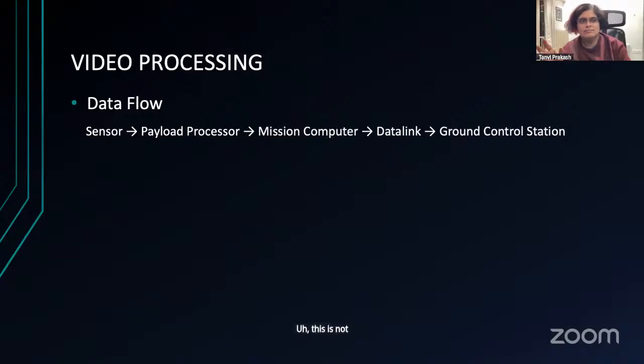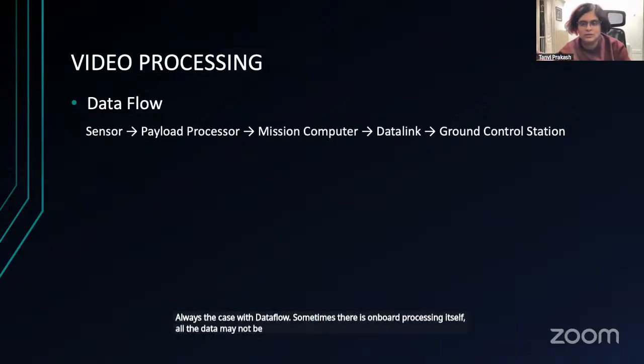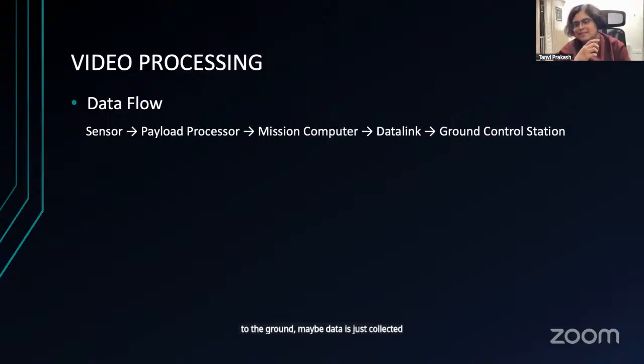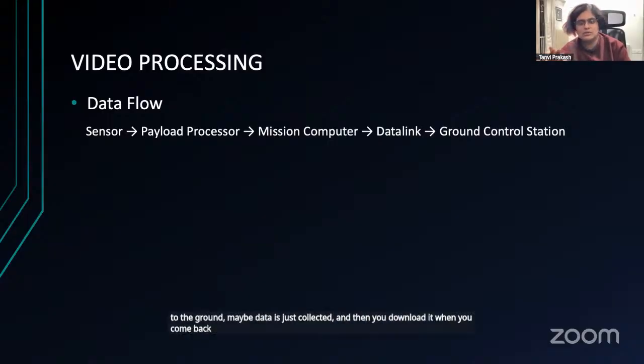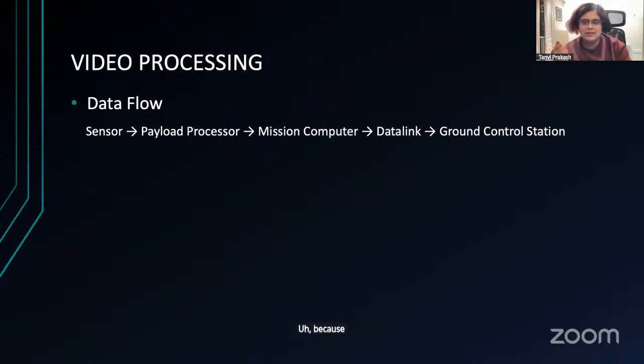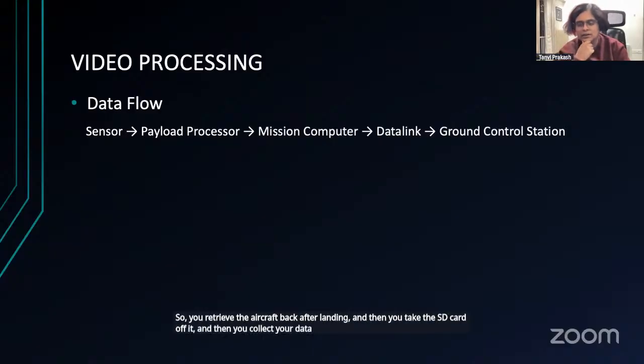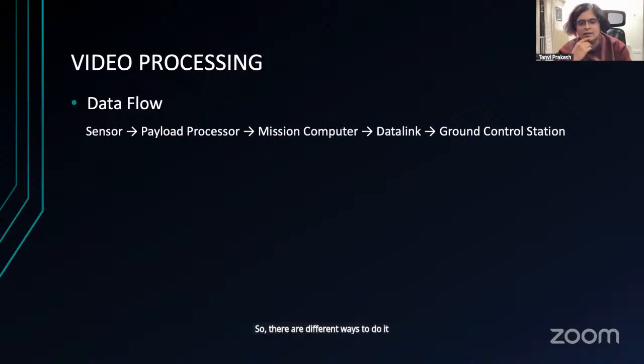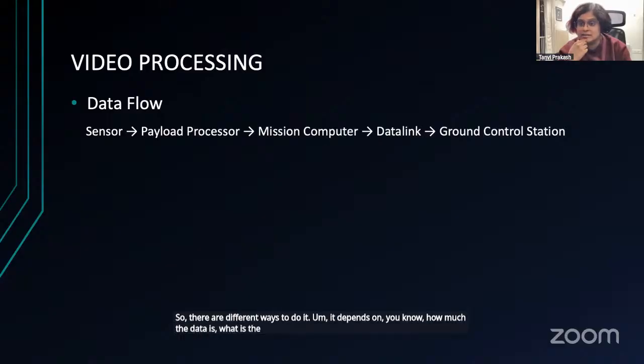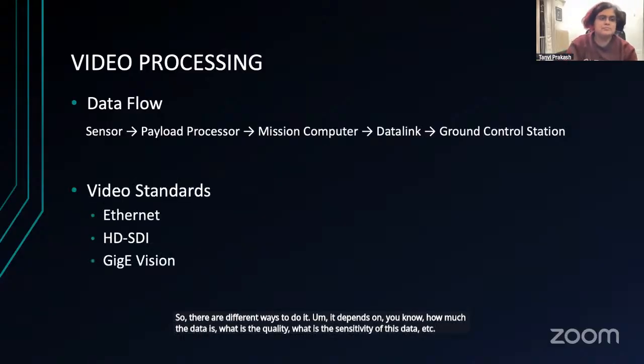This is not always the case with data flow. Sometimes there is onboard processing itself. All the data may not be sent to the ground. Maybe data is just collected and then you download it when you come back to the ground. This is also possible because camera and video files tend to be very large. So you retrieve the aircraft after landing, take the SD card off it, and collect your data on the ground. So there are different ways to do it. It depends on how much the data is, what the quality is, what the sensitivity of this data is, etc.